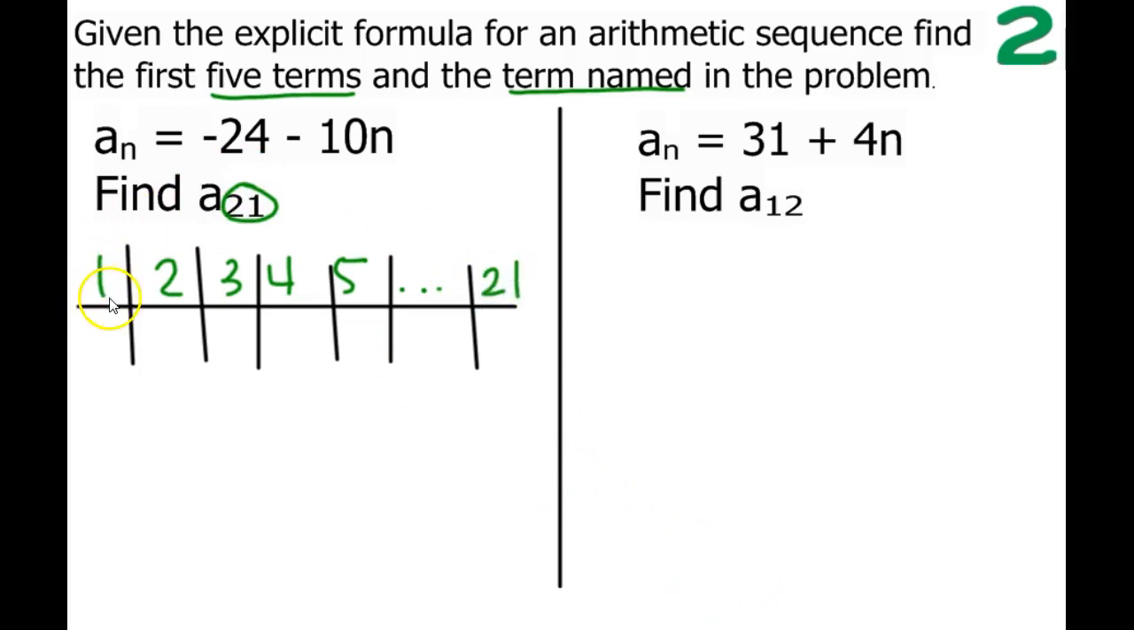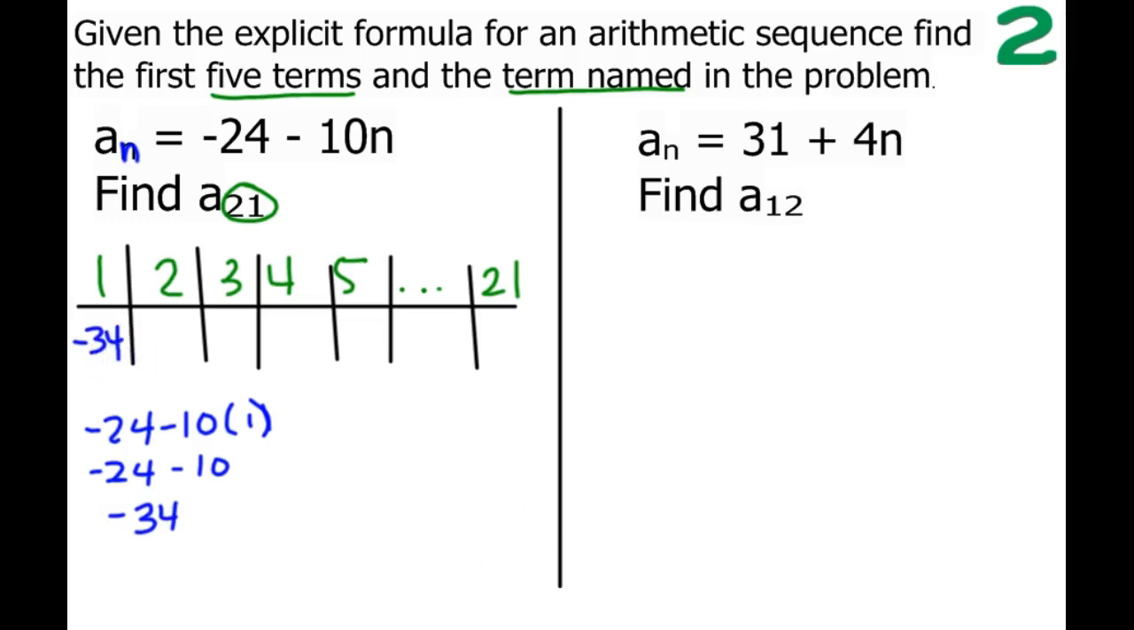So first I'm going to plug in a 1. A sub n just means, hey, for a, what number are we going to plug in for n? See how n matches here? We're going to first plug in a 1 for n, then a 2, 3, 4, 5, and then when n is 21. So first when it's a 1, we have -24 minus 10 times 1. Well, 10 times 1 is still 10, and it's negative. So these are all negative, that's -34.